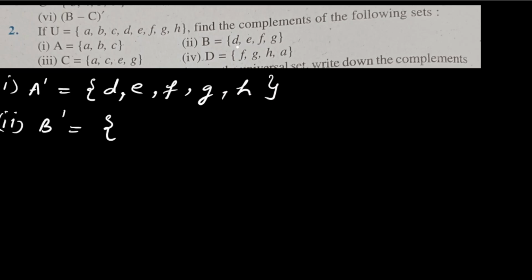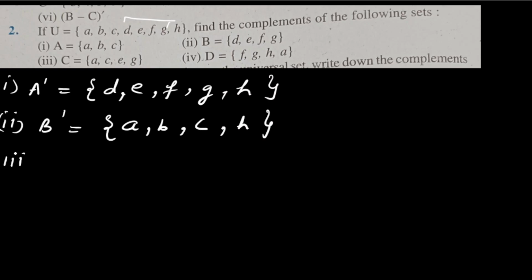A complement means other than the elements of A. So A I don't have to take, B I don't have to take, C I don't have to take, all the other elements I can write. So A complement will be equal to D, E, F, G, H. Second part, B complement. B's elements are D, E, F, G. These elements I don't have to consider. Other than these four elements, all the elements from the universal set I have to consider. So B complement is equal to A, B, C and H.